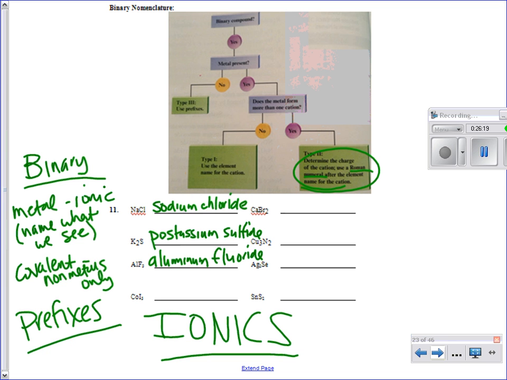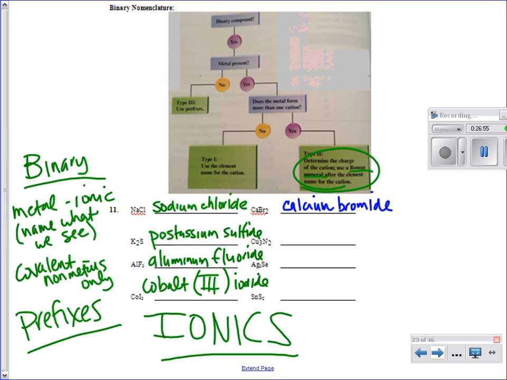This next one, what can you tell me about cobalt? It can have more than one charge, so I have to indicate with a Roman numeral what the charge on the cobalt is in this one. What is it? Because there's 3 iodides, each one of those is a -1, so it's cobalt 3 iodide. Calcium, does it have more than one charge? No, so what's this called? Calcium what? Bromide.